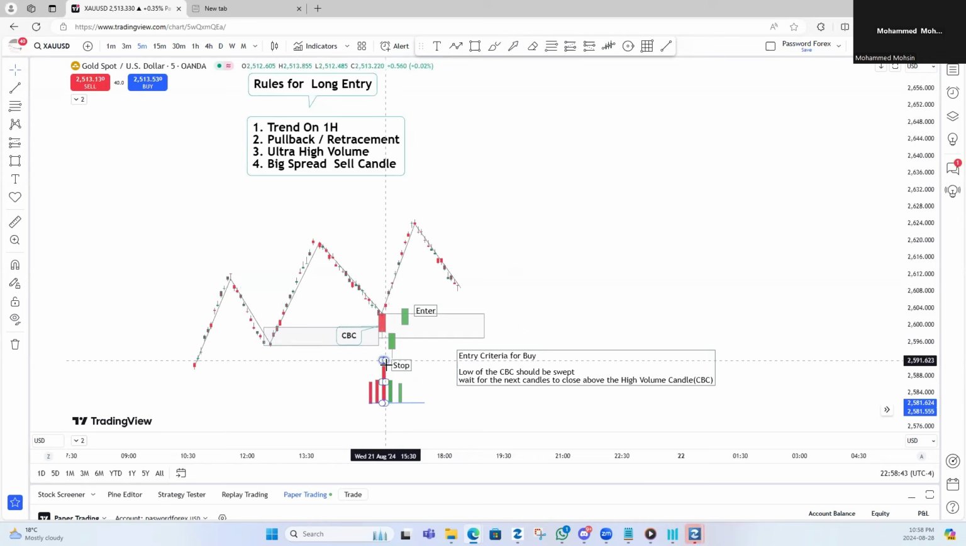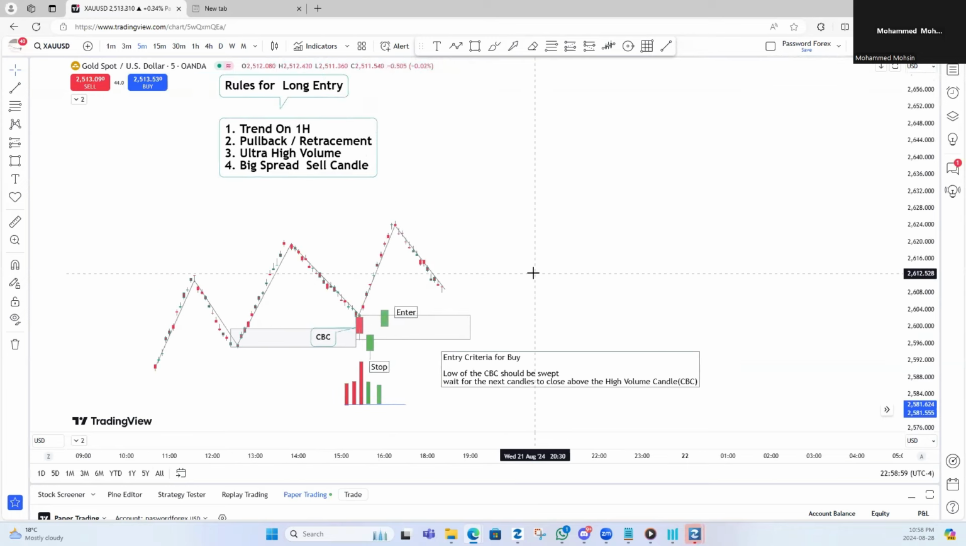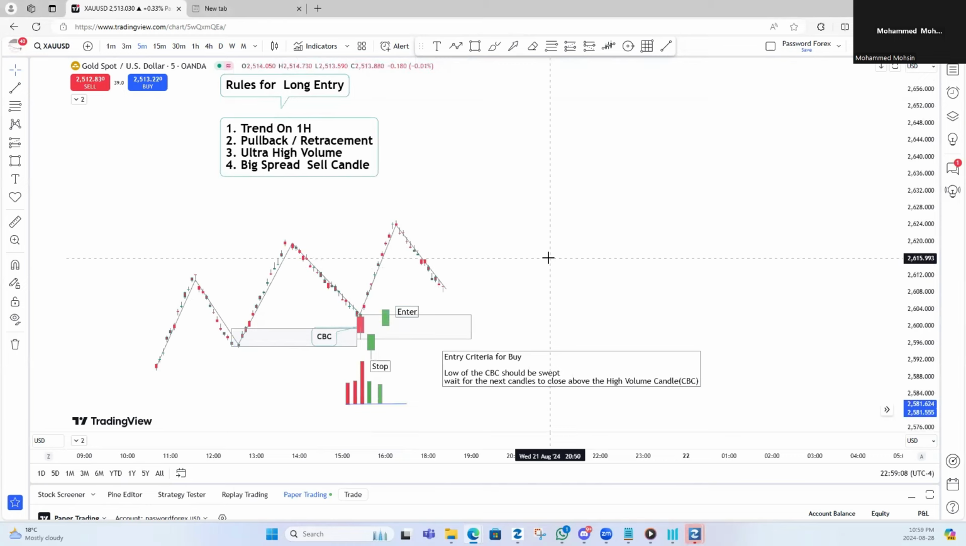This candle has to have ultra high volume, and this candle has to have a big spread, and it has to be a sell candle, or a bearish candle. The spread of the candle has to be big. It should not be a tiny candle like this. It has to have a bigger spread, and the volume has to be ultra high. Once I see that, I count this candle as a CBC candle, climactic buy candle, CBC candle.